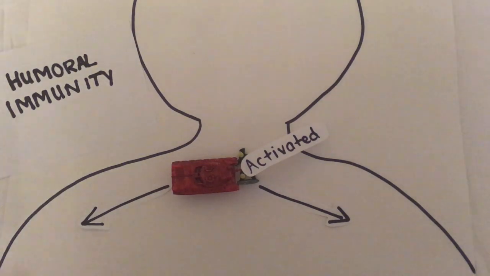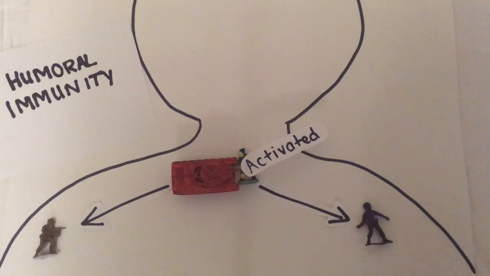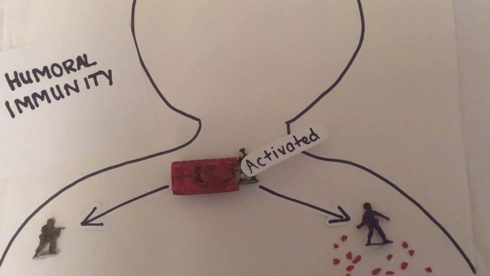They then form memory B cells, which remain in the blood and lymph and respond quickly to future infection, or plasma B cells. These plasma B cells rapidly reproduce at a high rate and secrete lots of antibodies. These antibodies then bind to the flavivirus antigens, marking them for destruction.